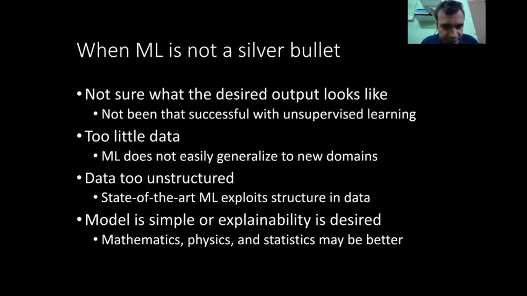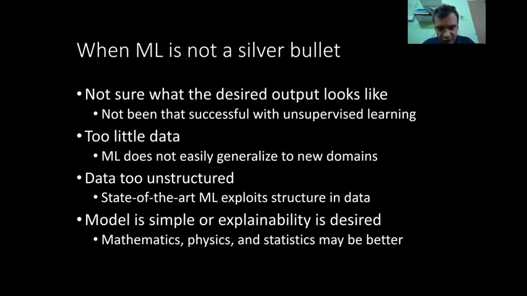So if you have too little data, then machine learning does not easily generalize. It does not really learn very much from little data. It can overfit, so it doesn't really generalize to new domains that easily, unless you have good data for the new domain. If your data is too unstructured, then also it may not be a good problem for machine learning. So what do you mean by unstructured? One record doesn't look like the next record, something along those lines.